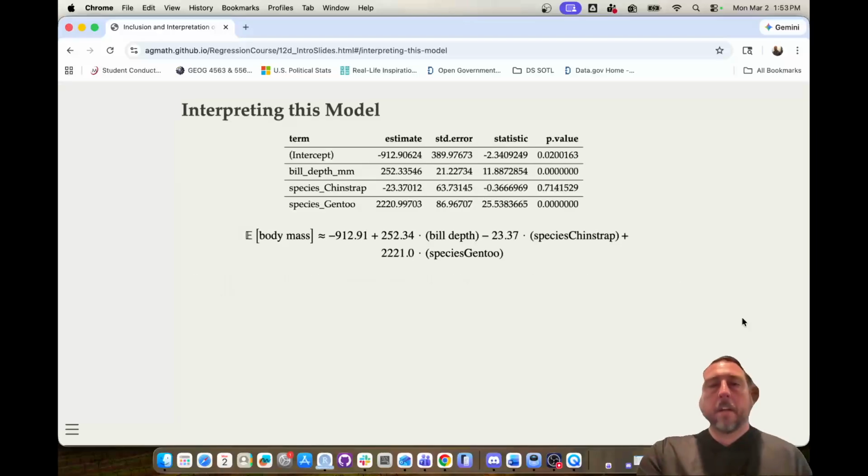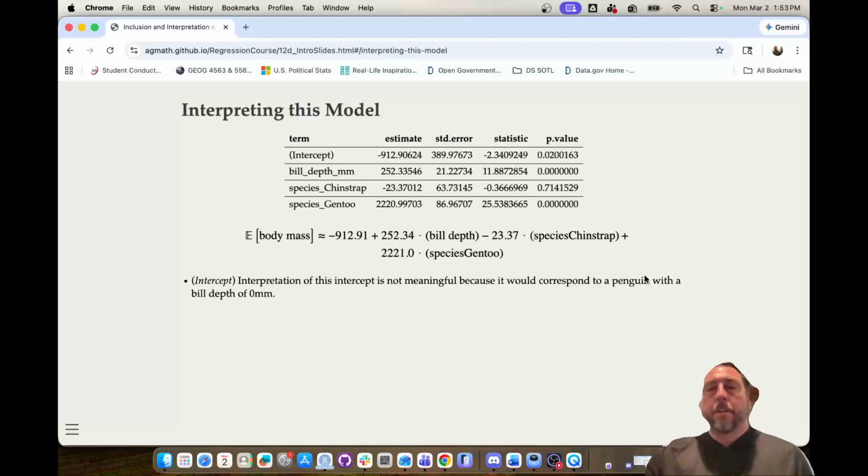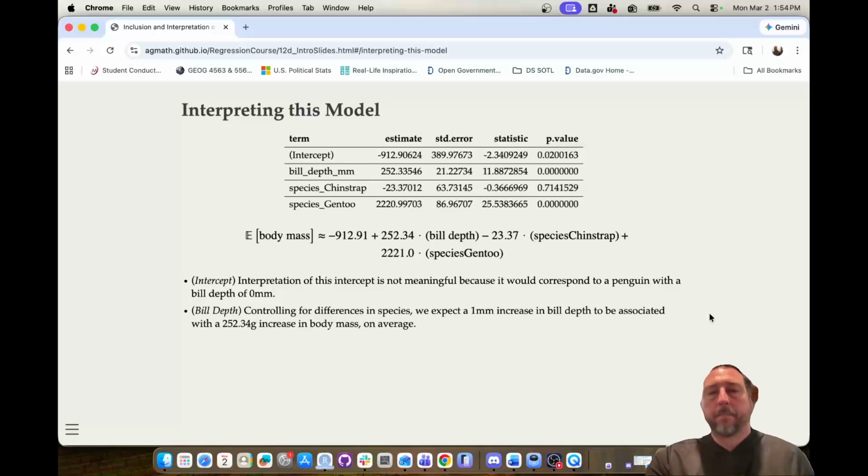All right. We can interpret the model just like we would interpret any other model. It's just now that we're going to have to be careful with our interpretations of these dummy variables, the species chin strap and species Gentoo. So the intercept, again, it's not meaningful. It would correspond to a penguin with a bill depth of 0 millimeters. And in fact, it would correspond to an Adelie penguin whose bill depth is 0 millimeters.